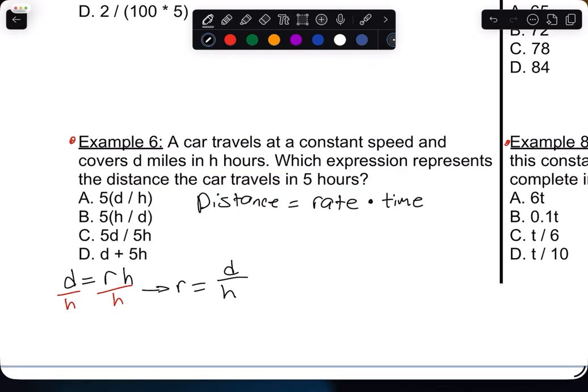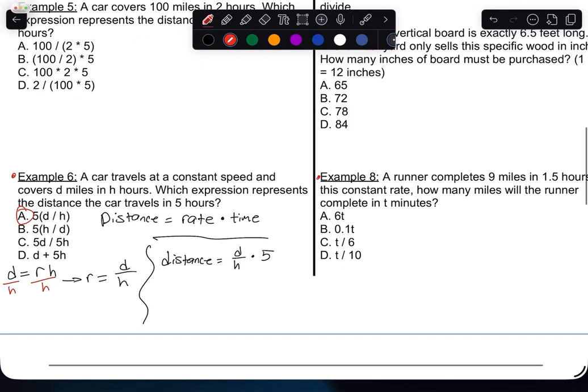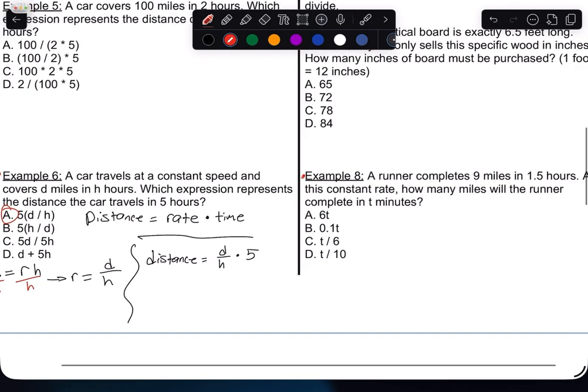Cool. Go back to the original question. What is the distance? Well, your distance is that rate we just said, D over H, times, in this case, 5 hours. Oh, my bad. Should have been H, times 5. So for us, that matches up with answer choice A. So very, very abstract. There's only one number here and a bunch of letters. But it's just trying to understand distance equals rate times time and two different quantities, essentially.